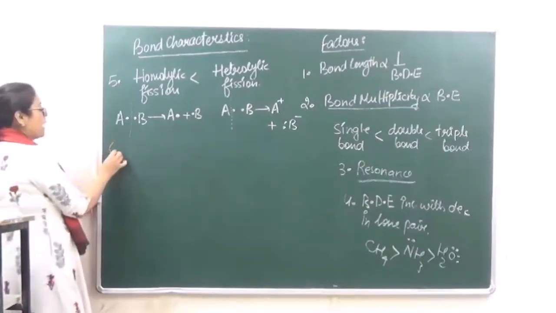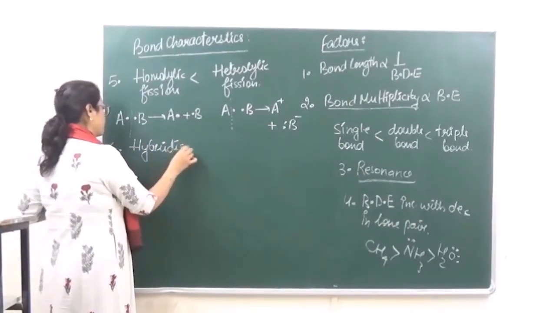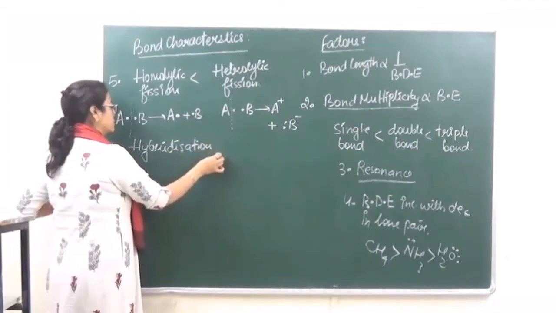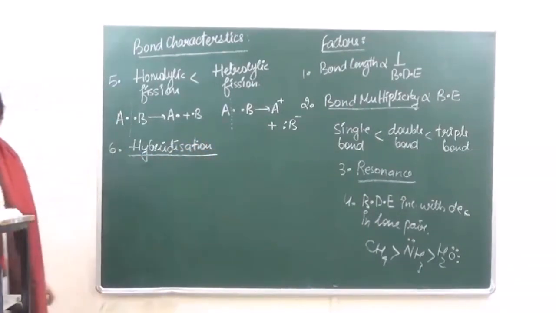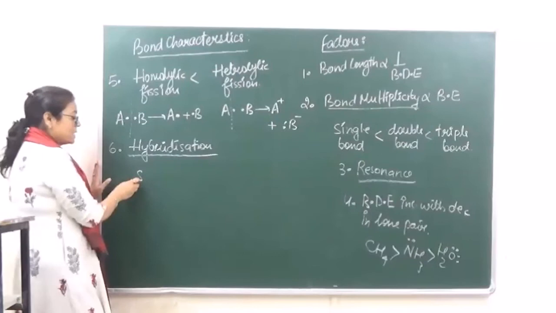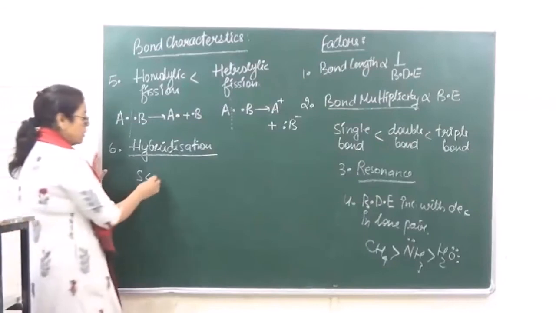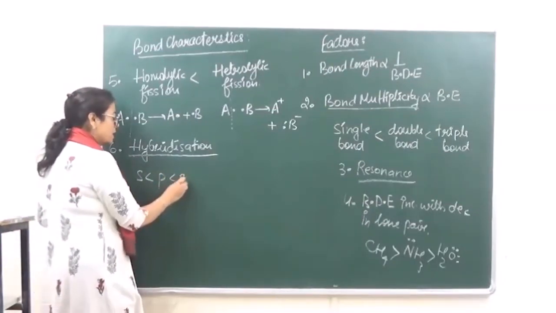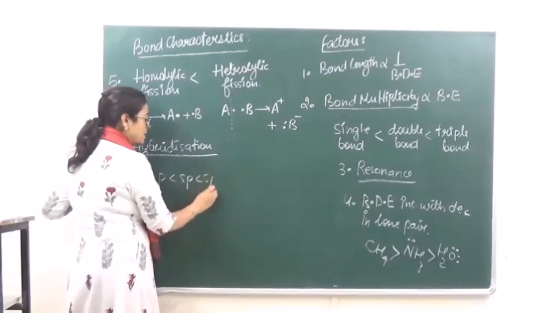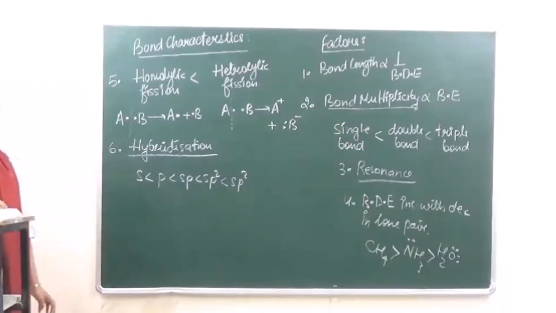Now when we are talking of hybridization, in case of hybridization, we say that the bond dissociation energy follows the following order. S की bond dissociation energy सबसे कम होती है, ओके, S ऑर्बिटल की, फिर उसके बाद P की, फिर उससे ज्यादा Sp की, उससे ज्यादा Sp2 की, और सबसे ज्यादा bond dissociation energy that is going to be of Sp3. So this is how the bond dissociation energy that is going to increase.